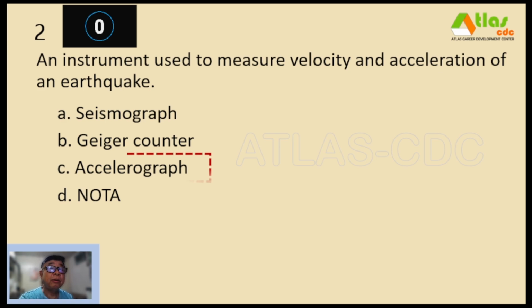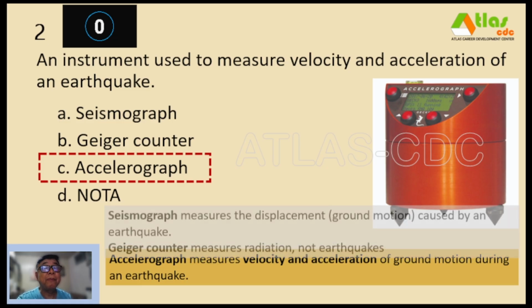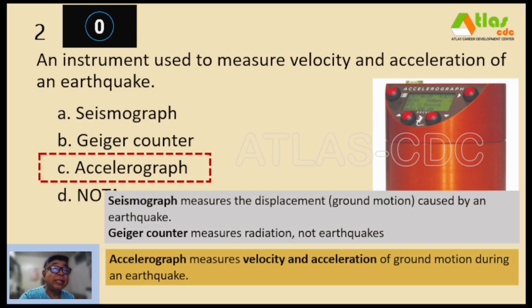And our correct answer is letter C, accelerograph. So accelerograph measures velocity and acceleration of ground motion during an earthquake. A seismograph measures the displacement or ground motion caused by an earthquake, while Geiger counter measures radiation, not earthquakes.